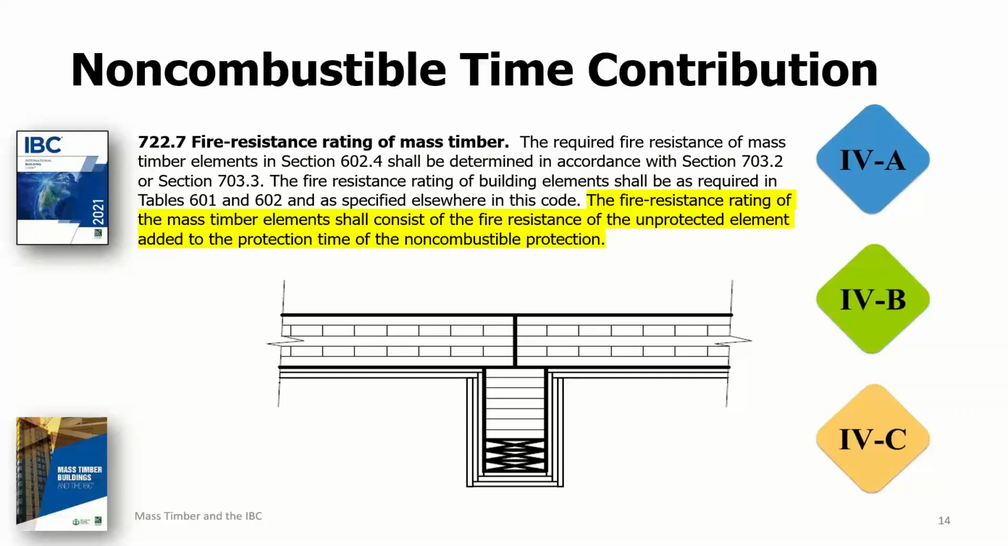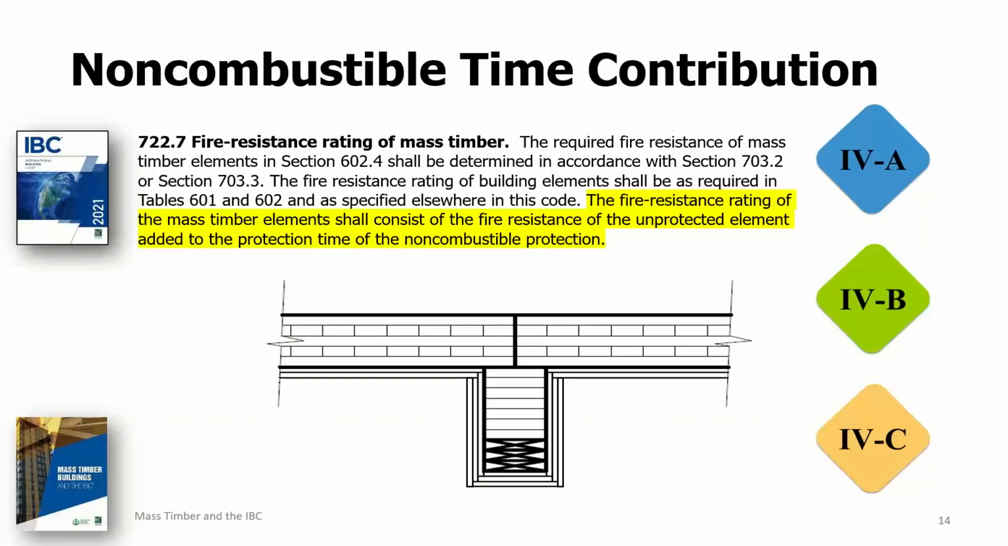As you can see from IBC section 722.7, which is shown here on this slide, the first sentence is referring to the general options for establishing the fire resistance of any member or assembly. Section 703.2 deals with testing to the ASTM E119 standard, and section 703.3 lists the other alternatives for establishing fire resistance that are already in the code. These options include fire resistance designs and approved sources, calculation methods, and engineering analysis based on comparisons to tested assemblies.